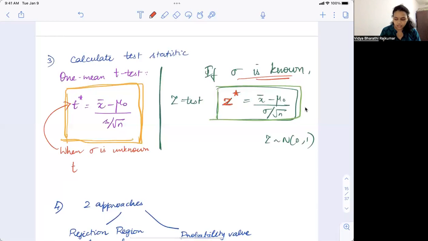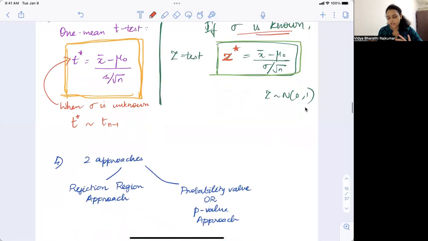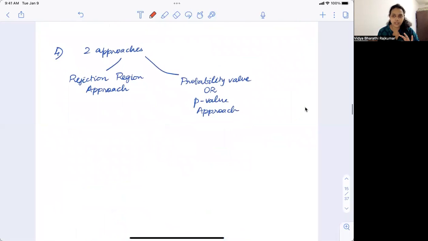Now this T star will follow a T distribution with N minus 1 degrees of freedom. Meaning we'll use the T distribution with N minus 1 degrees of freedom to compute our critical threshold values. So step 3 is to get the test statistic. Step 4 is what we'll spend some time on.